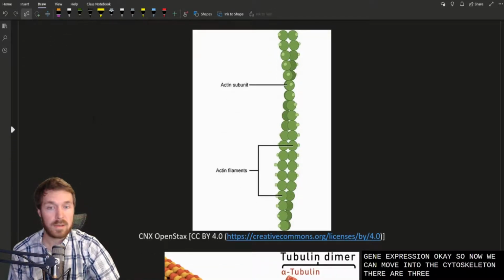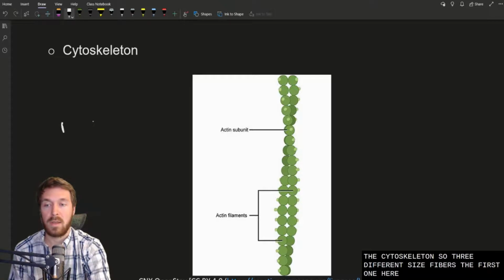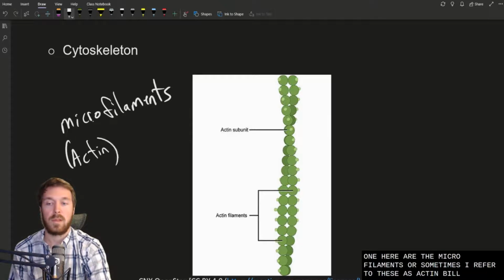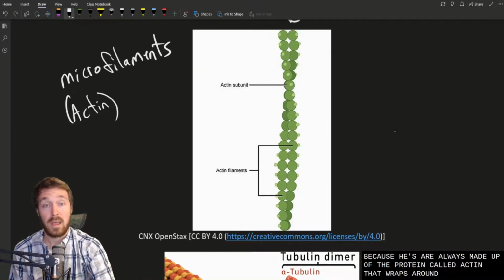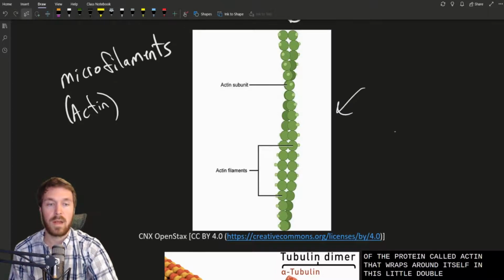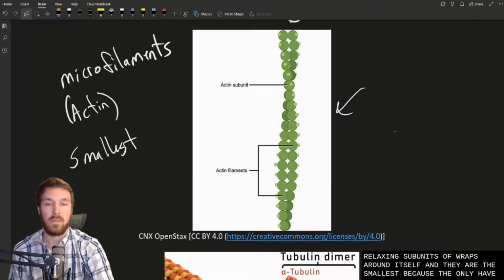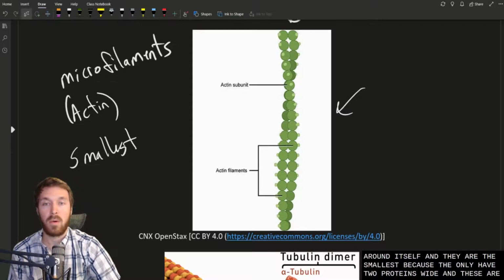There are 3 components of the cytoskeleton, so 3 different size fibers. The first one here are the microfilaments, or sometimes I refer to these as actin filaments, because these are always made of this protein called actin that wraps around itself in this little double strand structure here. So these are little actin subunits that wrap around each other, and they are the smallest because they are only 2 proteins wide.